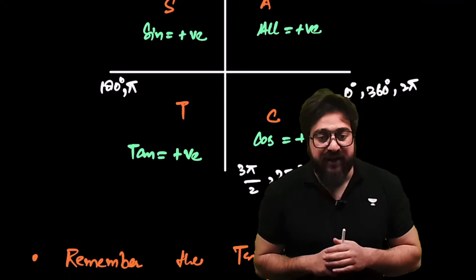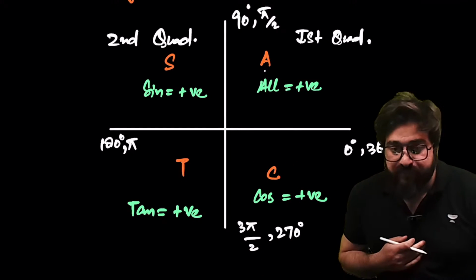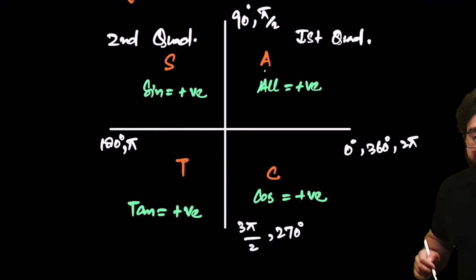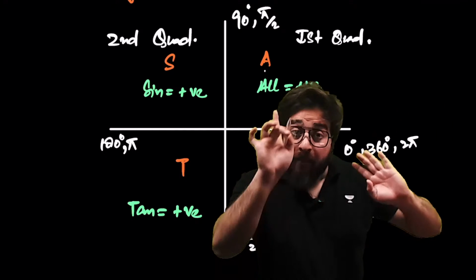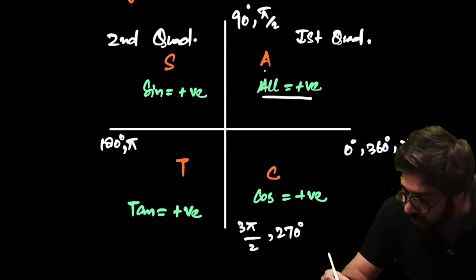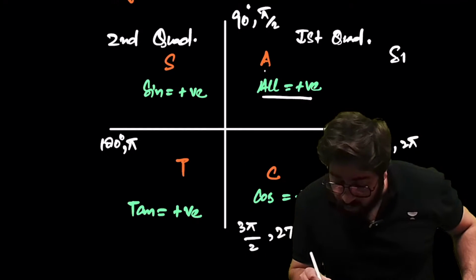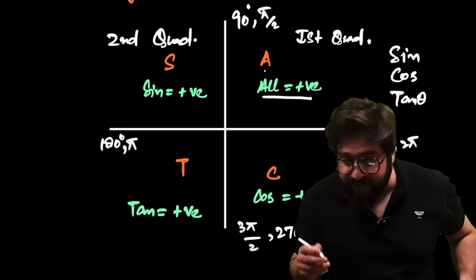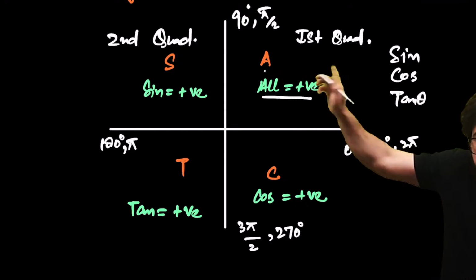In this particular case, we say: add sugar to coffee. You have to remember this. What does that mean? It means in the first quadrant, all are positive. All means sine, cos, tan: sine theta, cos theta, tan theta, whatever it may be. All the trigonometric ratios in the first quadrant are positive.